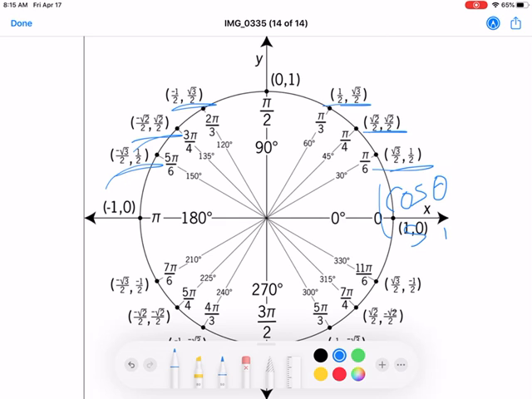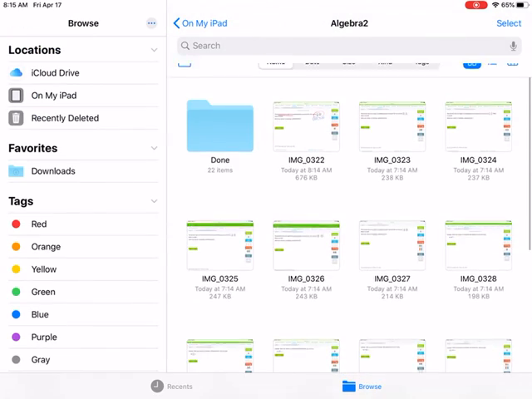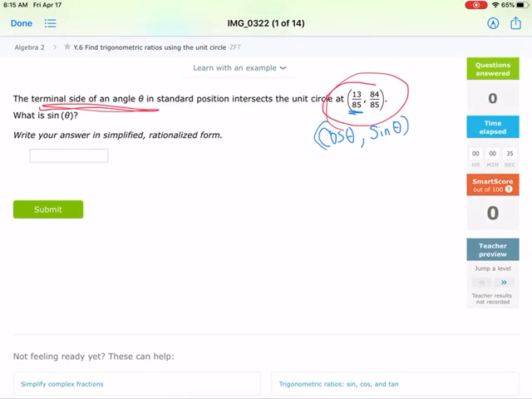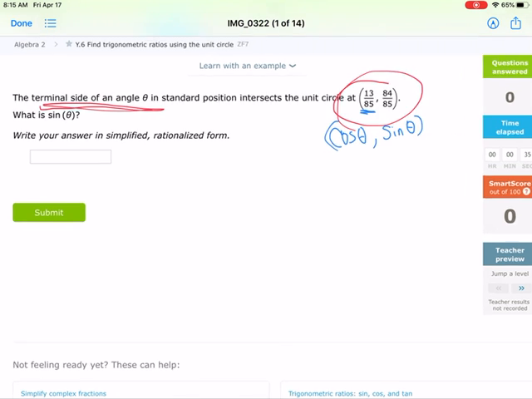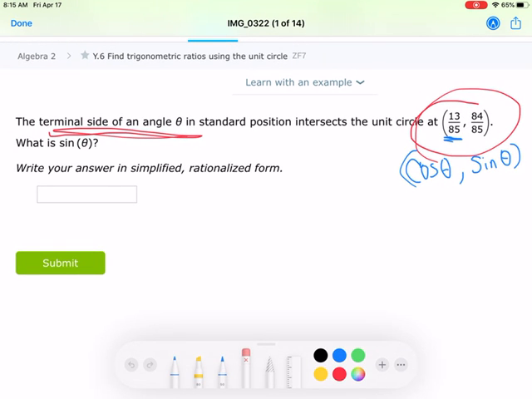We'll come back to this. Don't worry. Let's go back to that problem. So cosine, sine. It's asking, what's the sine of that point? You literally just say 84/85. That would be your answer. 84/85, and you're done, just like that.